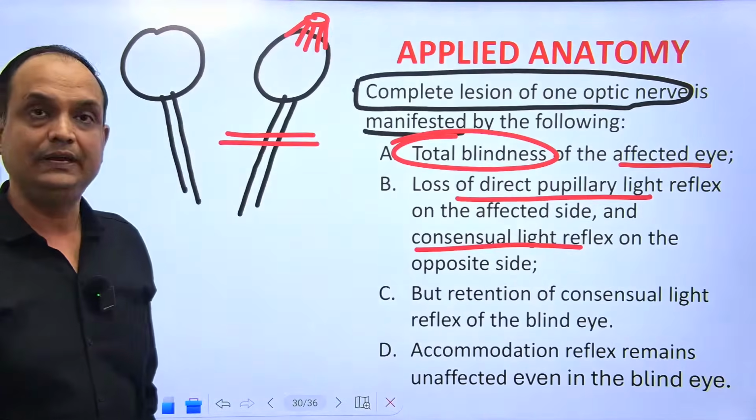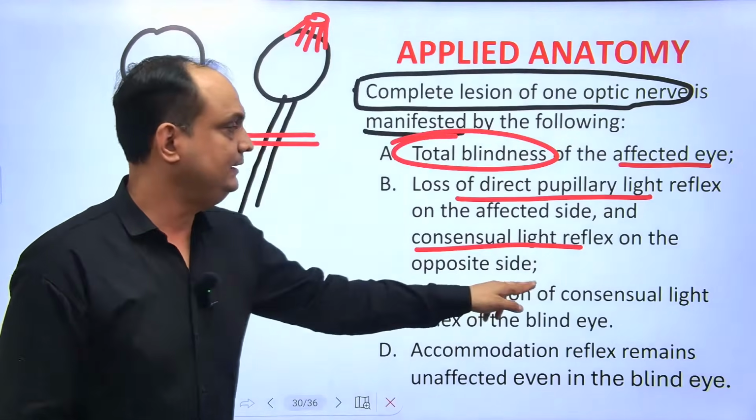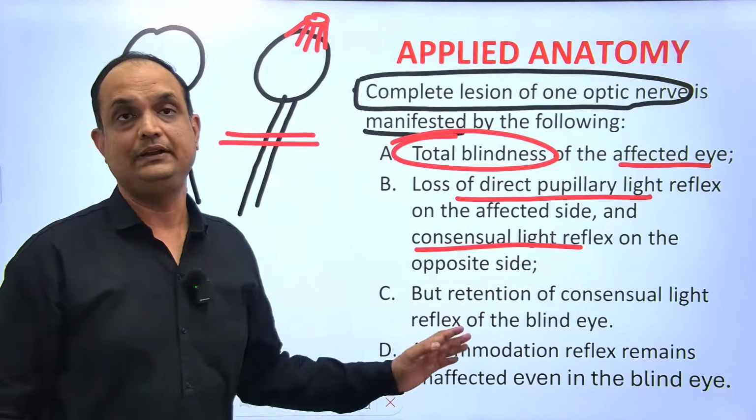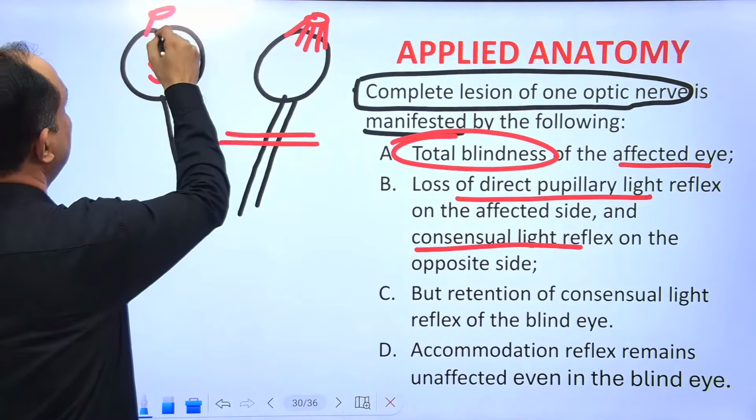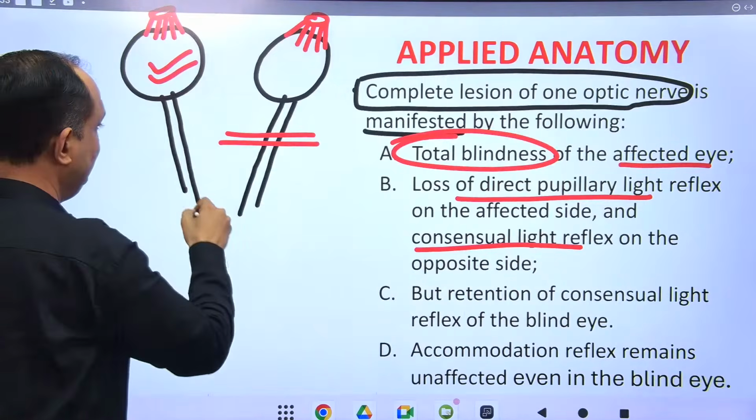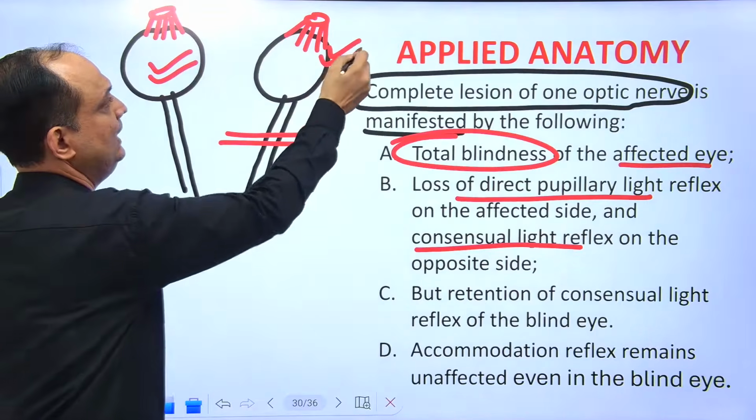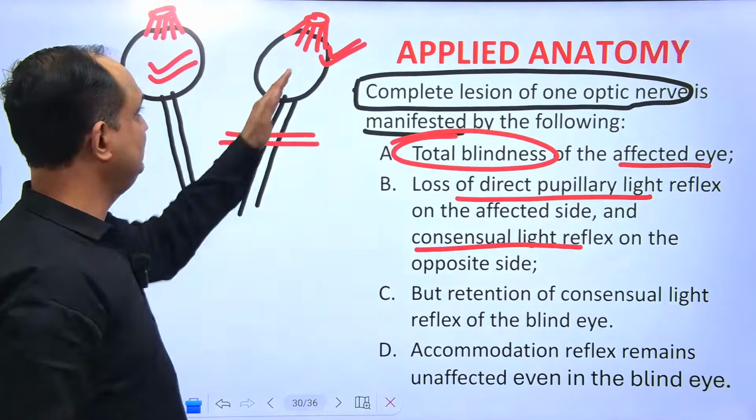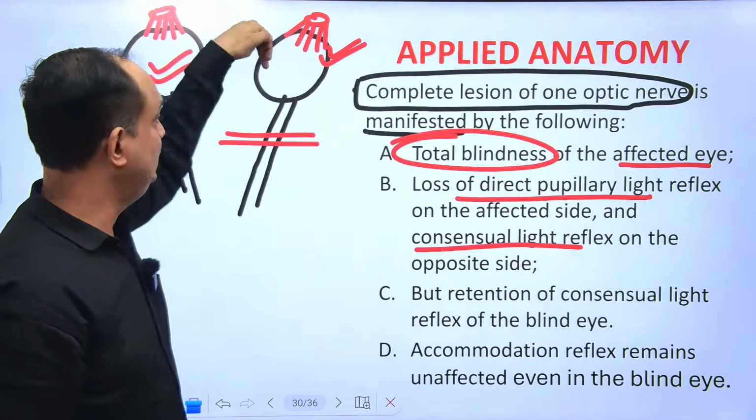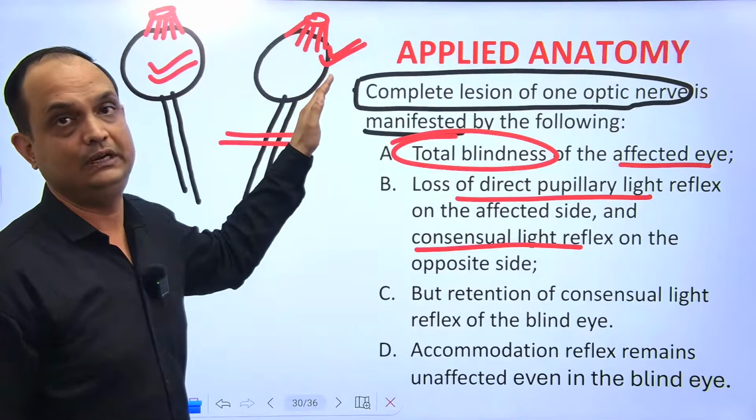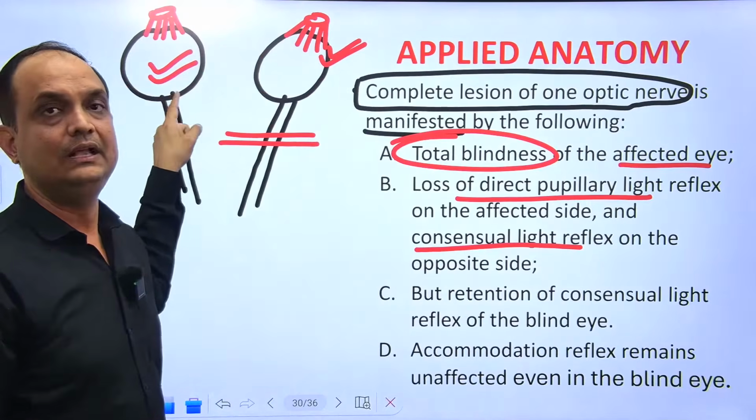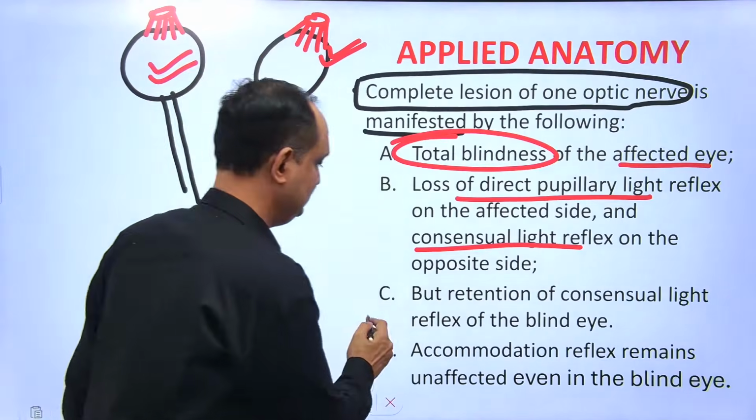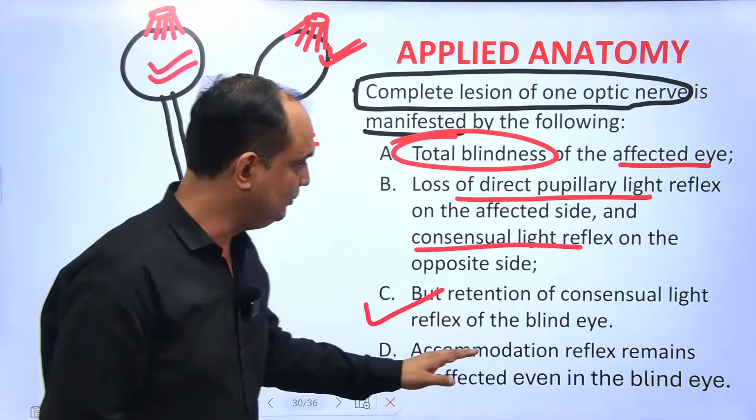Now, what is the third effect? There is a retention of the consensual light reflex. That means this eye is normal. So if you put the light here, this will definitely have an effect here. Why? Because the efferents are normal. We have cut only the optic nerve. We have not cut the efferents. That's why the consensual reflex will show if we shine the light on the normal eye. So this is clear. Now the accommodation reflex.